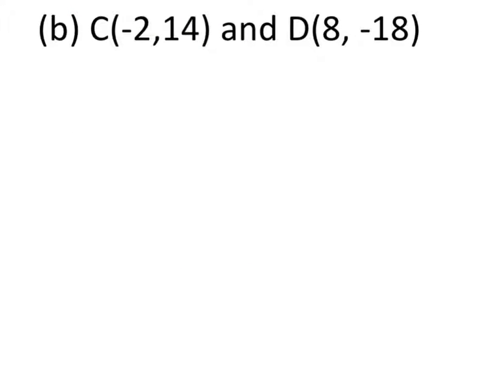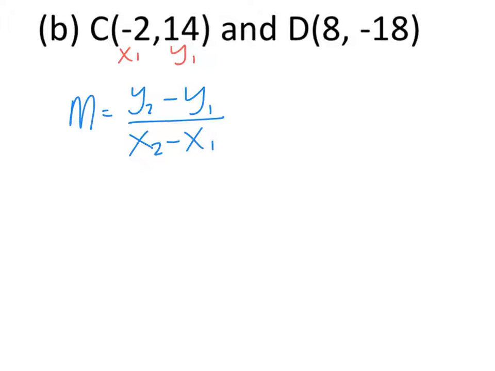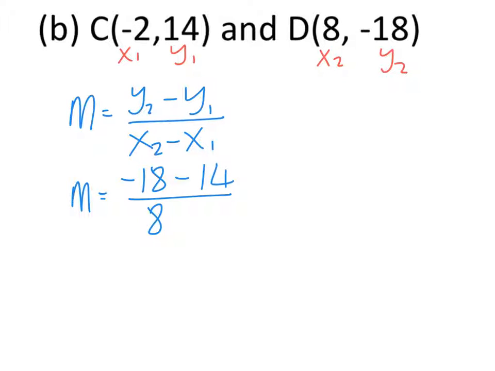We are then given another 2 points, so once again we'll write down our gradient formula. M equals y2 take away y1 divided by x2 take away x1. As before, x1 and y1 for the first point, and x2 and y2 for the second point. Substituting those into the formula, we have y2, which is negative 18, and we're going to take away y1, which is 14, and we're going to divide that by x2, which is 8, take away x1, which is negative 2.